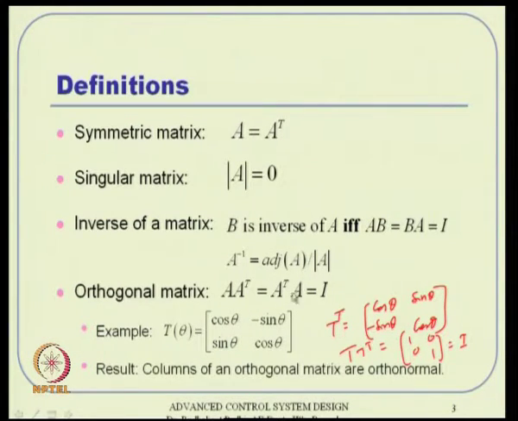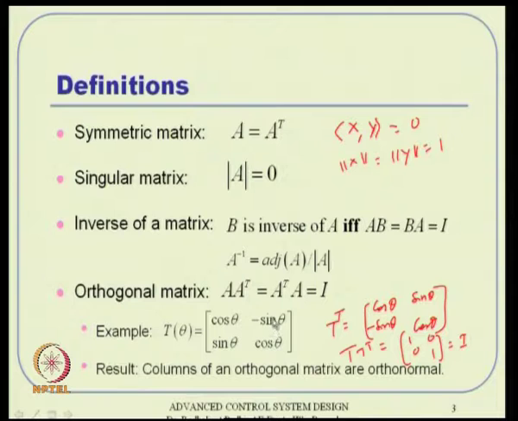And you can also see from this example that if a matrix is orthogonal, then the columns are orthonormal to each other. The columns are vectors. What is orthonormal? Vectors x and y are orthonormal provided the inner product between them is 0, and the magnitudes of x and y are both 1. You can see that because cos square theta plus sin square theta is equal to 1, and it is the same for column 2.